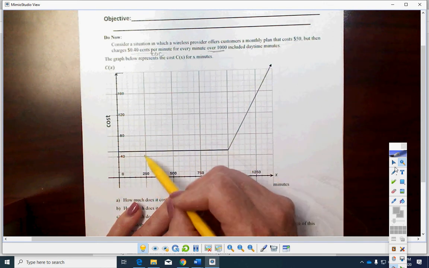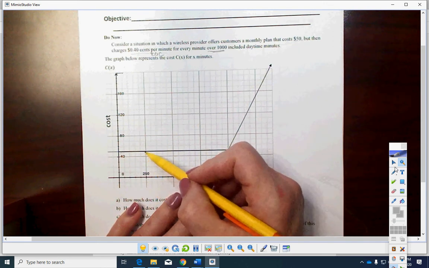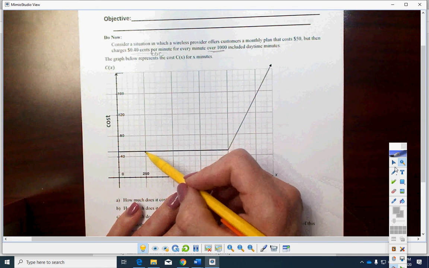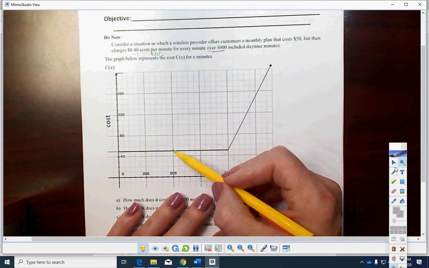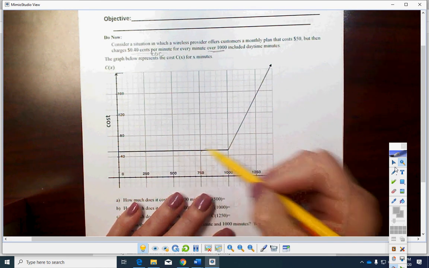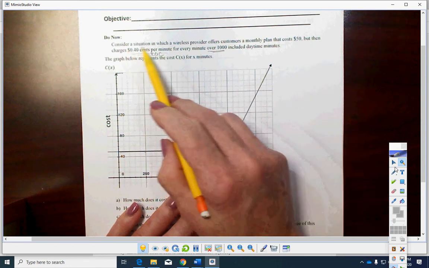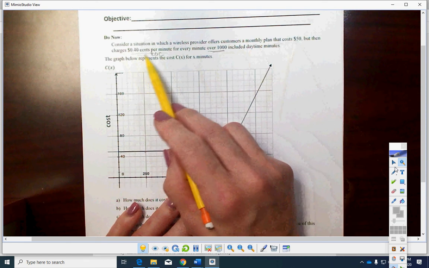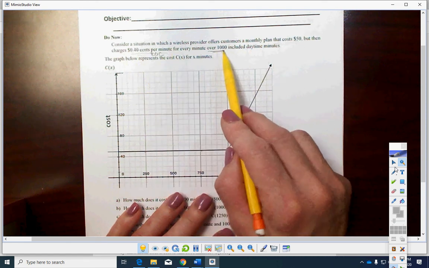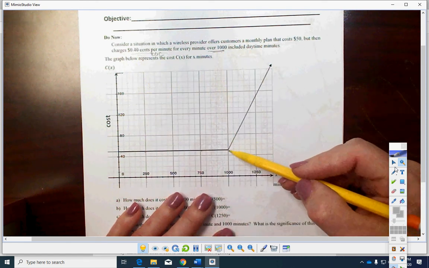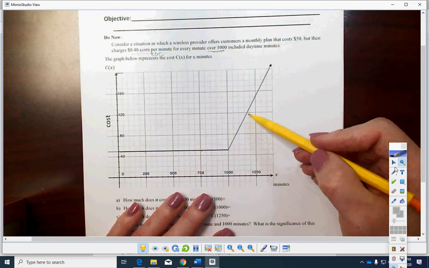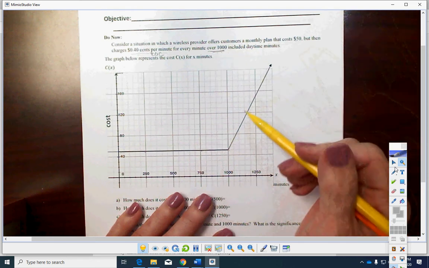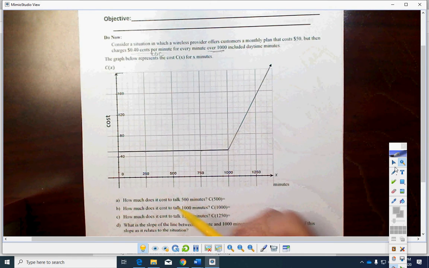So you could talk for 250 minutes and you're paying $50. You could talk for 500 minutes, $50. 750 minutes, $50. Even 1,000 minutes, right? Because it's $50. But once you get over 1,000 minutes, that's when they start charging more. So over 1,000 minutes, that's why this line is increasing. They start charging more. So first question.